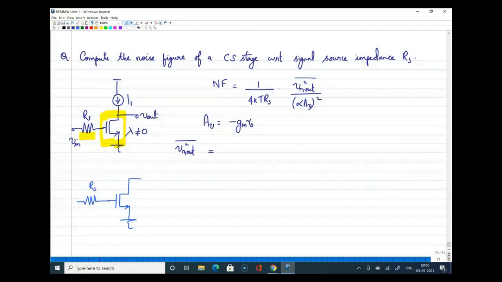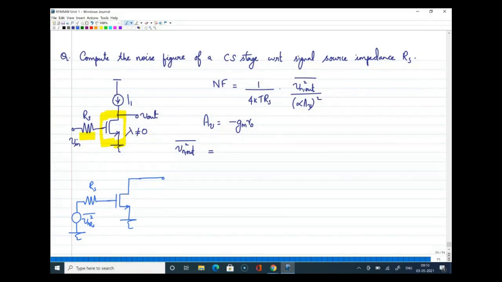So the resistor noise contribution can be marked as a series voltage source, which can be called VN RS square bar. And for the transistor, as you know, a transistor assumed in saturation will have a noise spectral density. We usually express the current noise spectral density.